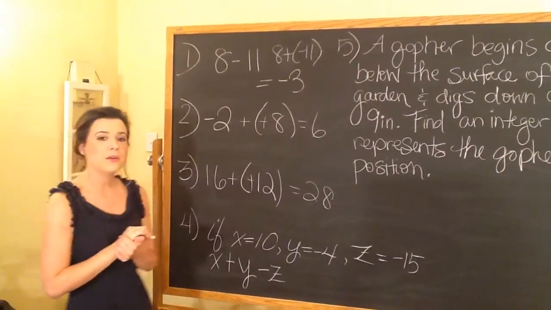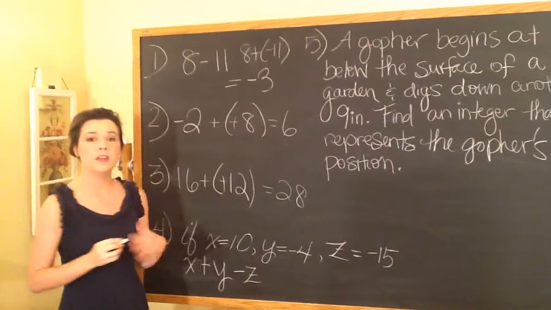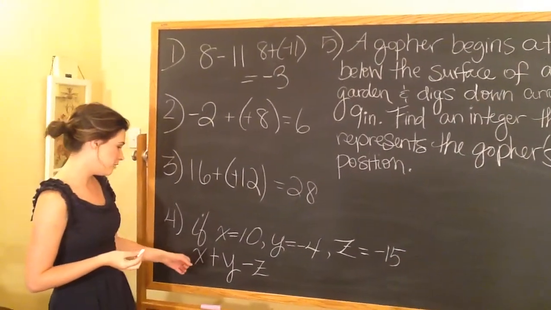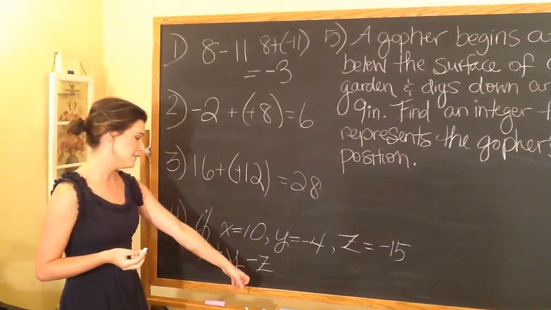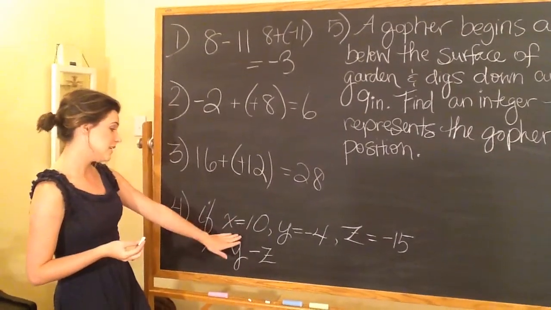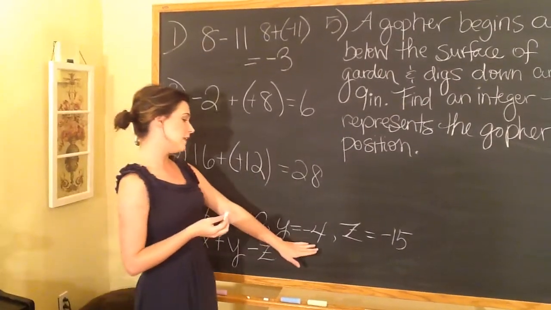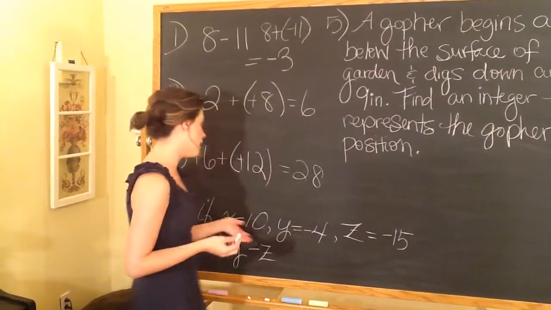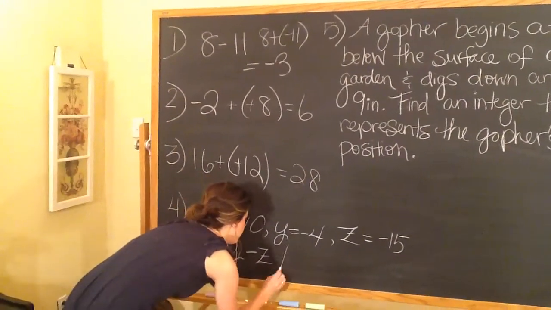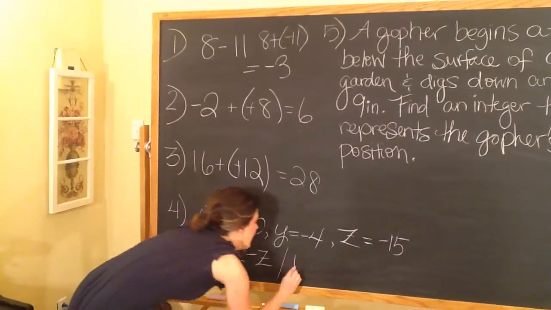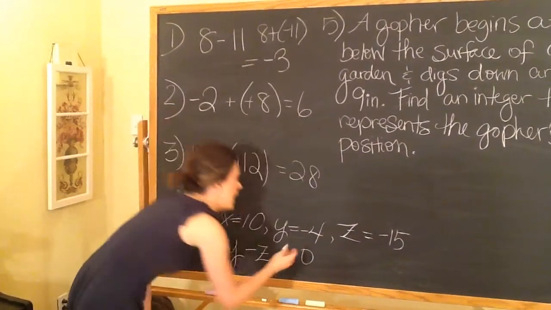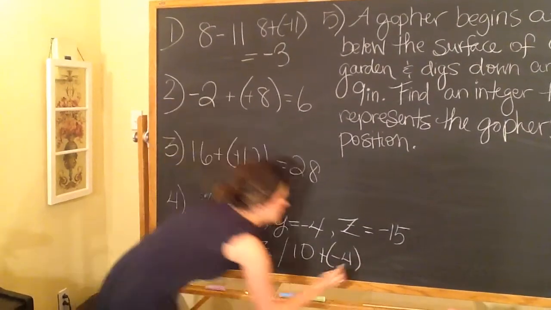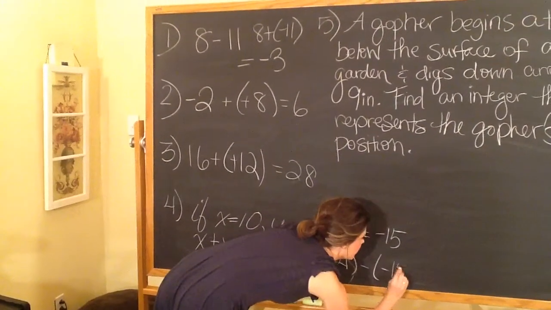Alright, now we are going to be plugging in some numbers for our variables so that we can solve our expression. This expression says x plus y minus z, where x is equal to 10, y is equal to -4, and z is equal to -15. So let's go ahead and first plug in our variables. The first one is x plus y, so 10 plus -4 minus z.